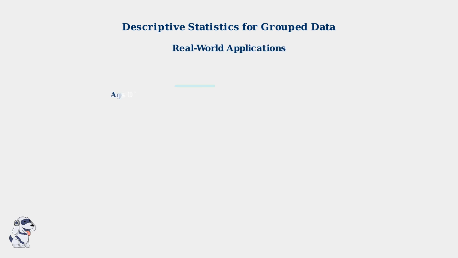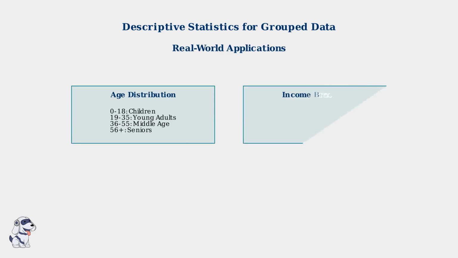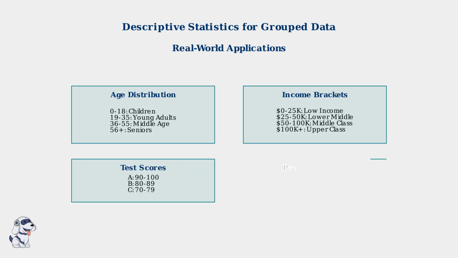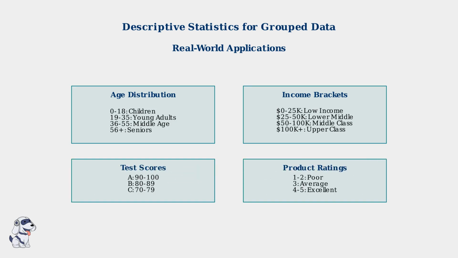Grouped data is everywhere in real-world applications. Age distribution groups people into meaningful life stages like children, young adults, middle age, and seniors. Income brackets help economists and policymakers understand economic distribution across different social classes. Educational institutions use grouped data for test scores and grade distributions, while businesses analyze customer feedback through rating groups.